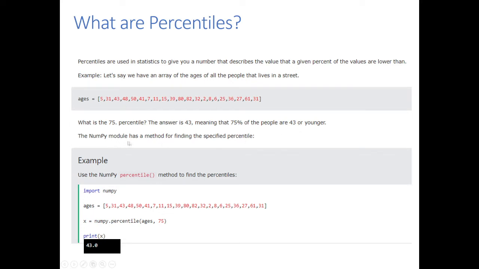The NumPy module has a method for finding the specified percentile. Again, 75% are 43 or younger. So we use the NumPy percentile method to find the percentile. In this example, we import the NumPy module. Then we have here the ages. And then x equals numpy.percentile(ages, 75). So it will place here 43. So again, 75% of the people are 43 or younger.